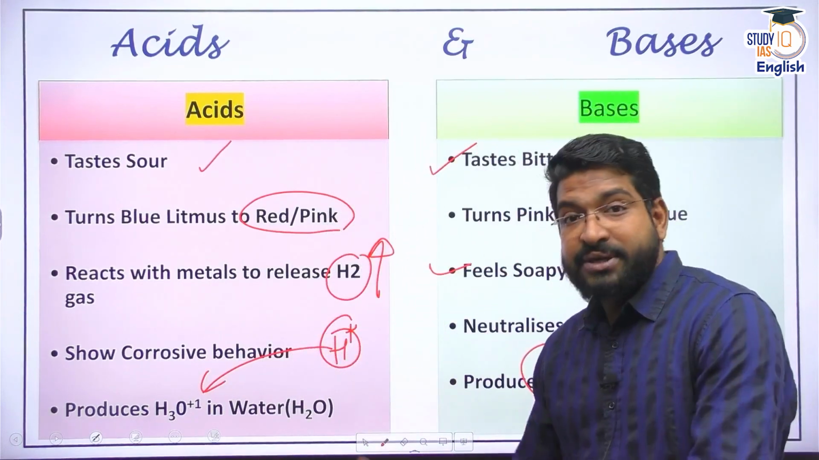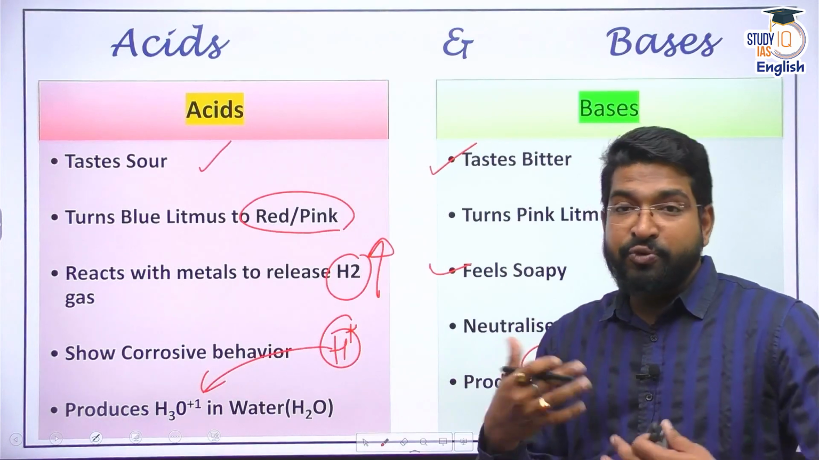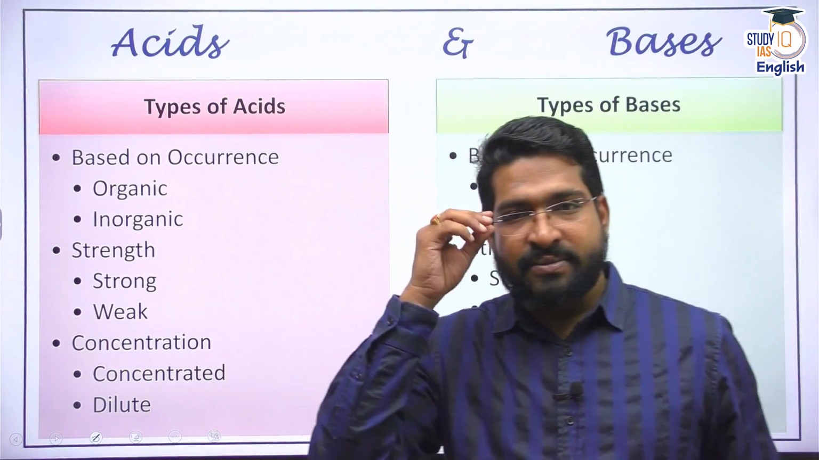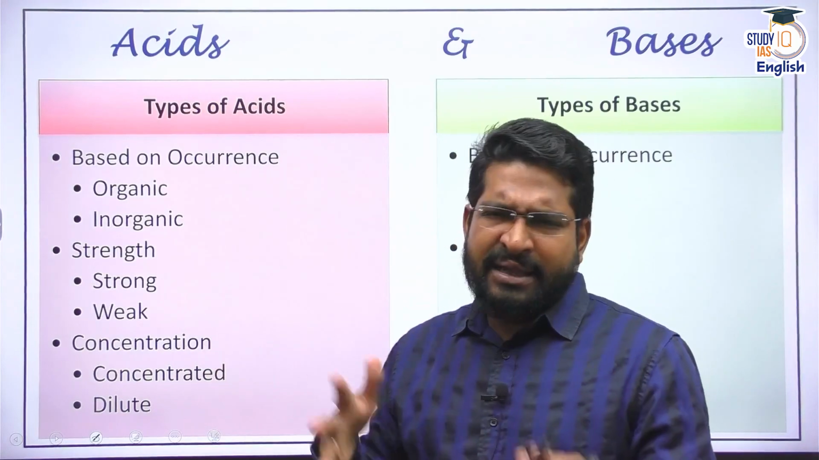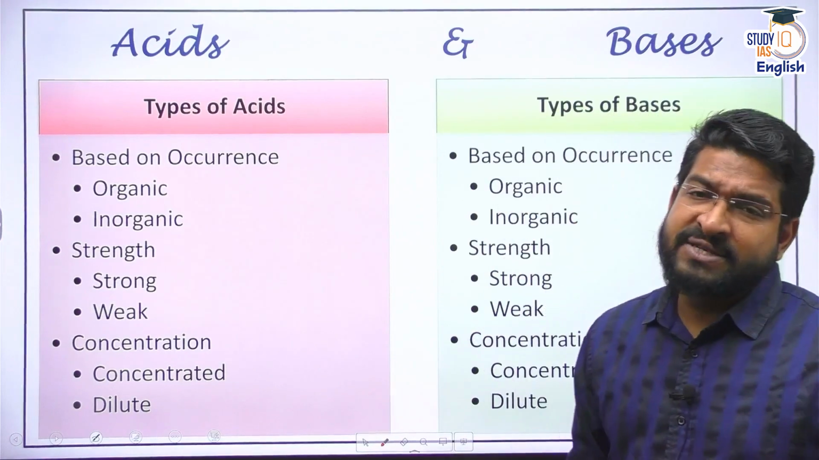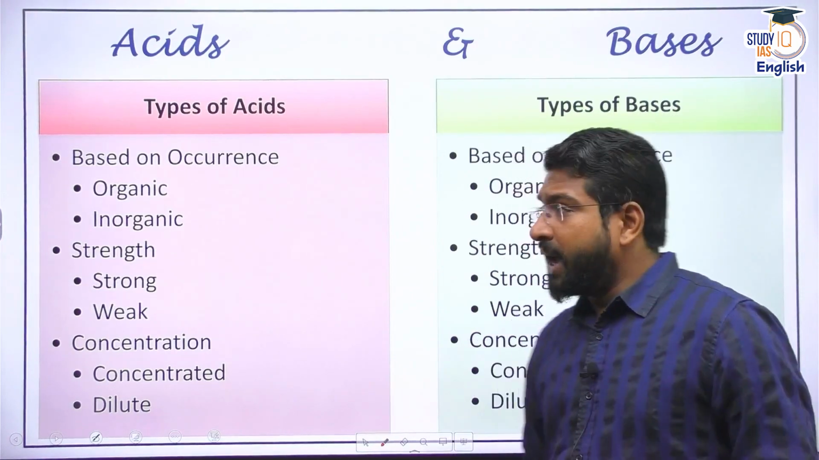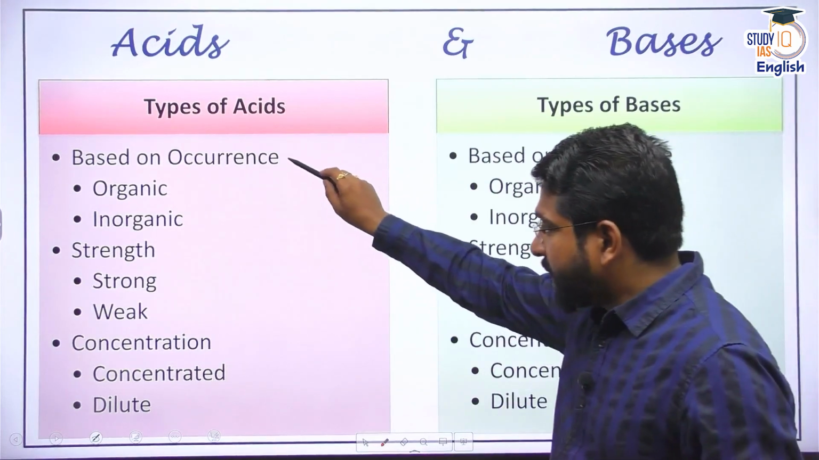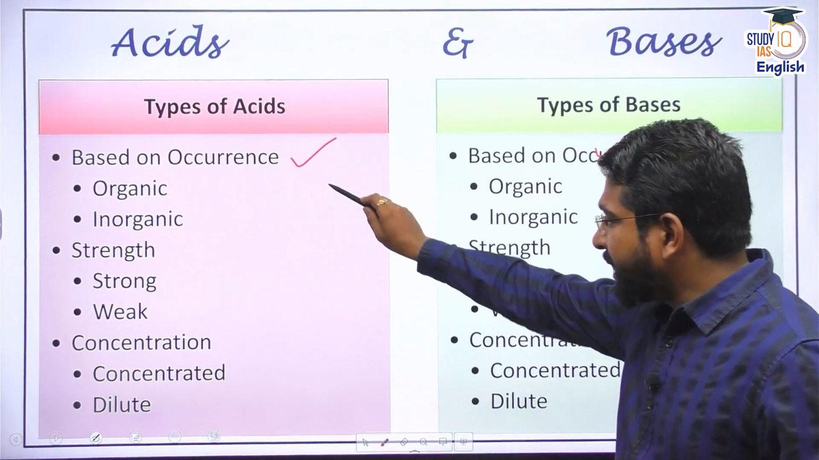And through this interaction, through this basic understanding, we'll move forward. We'll talk about different kinds of acids and bases. Now, this has been discussed in the 10th in very short, but let me just give you some overview of how we classify different acids and bases. Acids and bases both are classified first on the basis of their occurrence. They're classified as organic and inorganic.